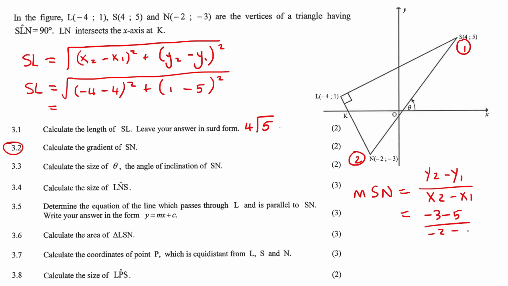Calculate the size of theta. Okay, so we've spoken about this before. We know that if you have gradient, then we can use tan to get inclination. So we can just simply say shift tan of the gradient, and that'll give us the angle: 53.13 degrees. There we go. Calculate the size of angle N.